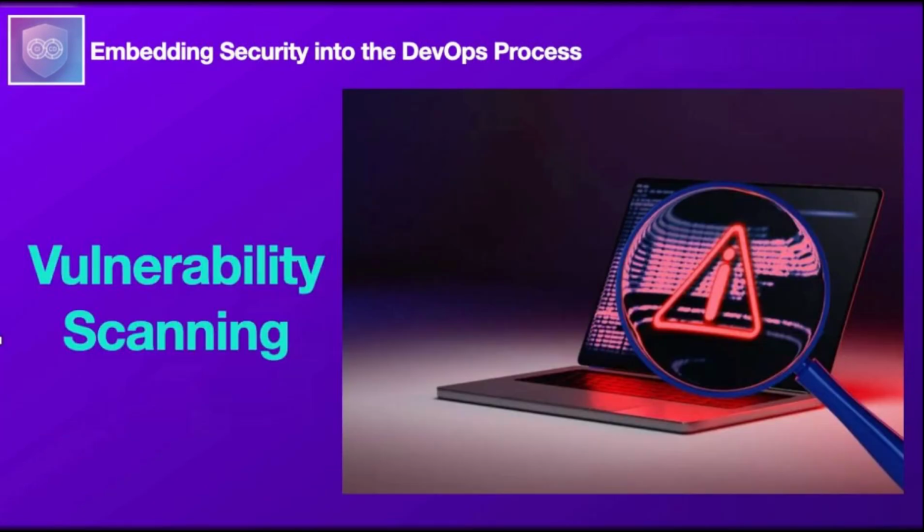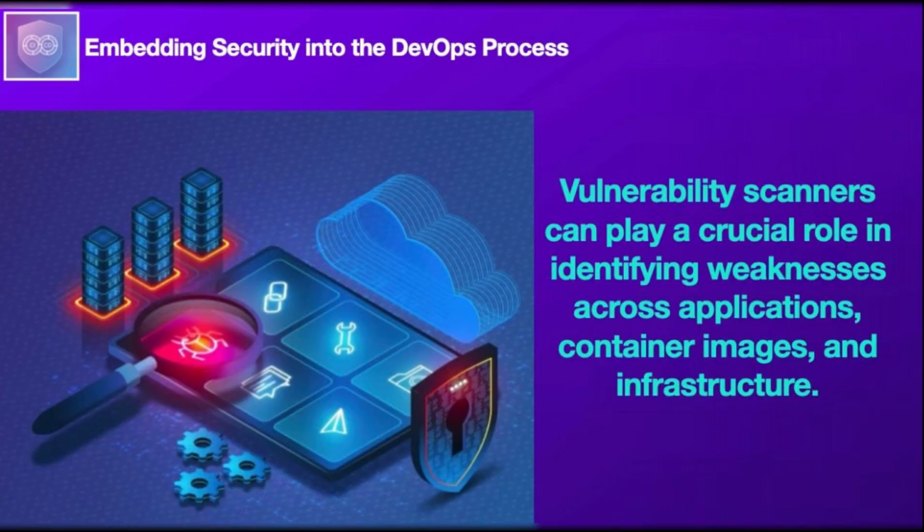Vulnerability Scanning. Vulnerability scanners such as Snyk, Clair, and Twistlock play a crucial role in identifying weaknesses across applications, container images, and infrastructure. These tools can be integrated directly into the CI/CD pipeline to catch vulnerabilities early, ensuring that insecure code does not reach production.